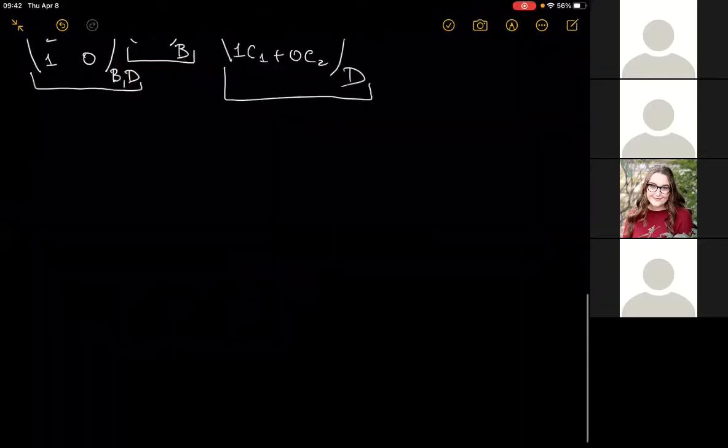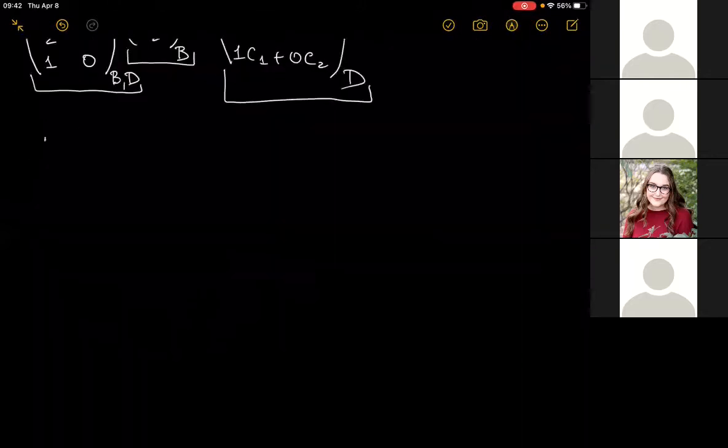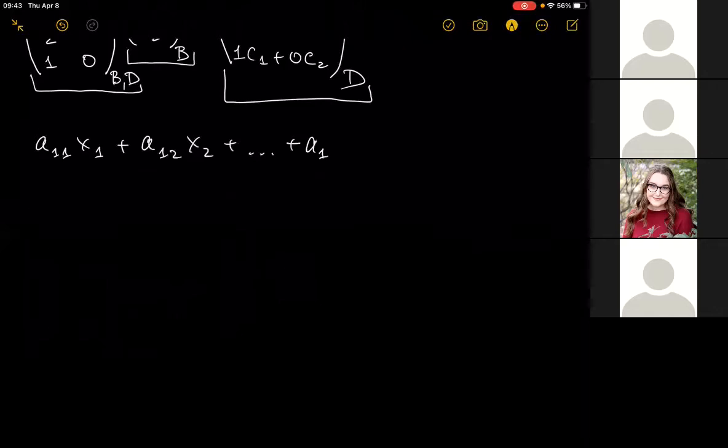So let me remind you now how we introduced these matrices, column vectors, and everything. First, we were considering an arbitrary system of linear equations.